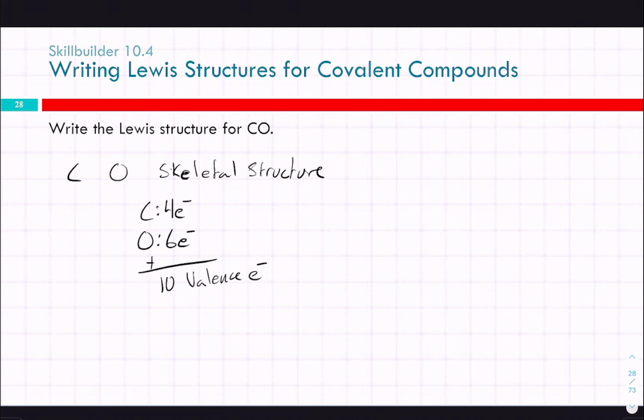So now we're going to take electrons and put the minimal number of bonds into our skeletal structure. That's going to be one bond, or one pair of electrons, between each of the atoms, because if there's not a bond between them, they're not part of a molecule. So now, after using 2 electrons to form this bond, we have 8 valence electrons left that we can place around the atoms.